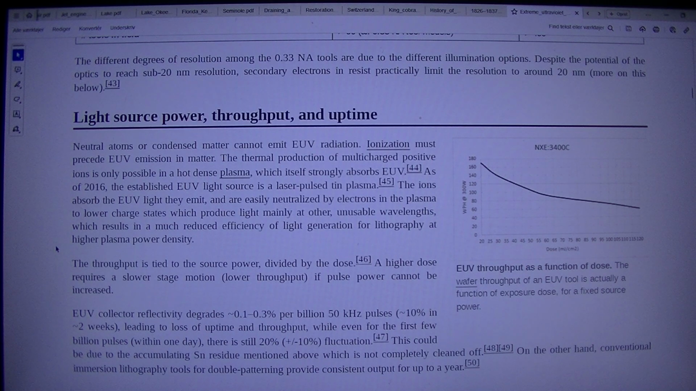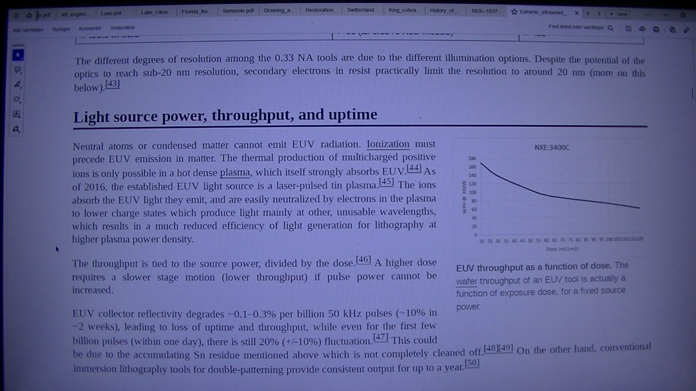The different degrees of resolution among the 0.33 NA tools are due to the different illumination options. Despite the potential of the optics to reach sub-20 nm resolution, secondary electrons in resist practically limit the resolution to around 20 nm, more on this below. Light source power, throughput, and uptime.